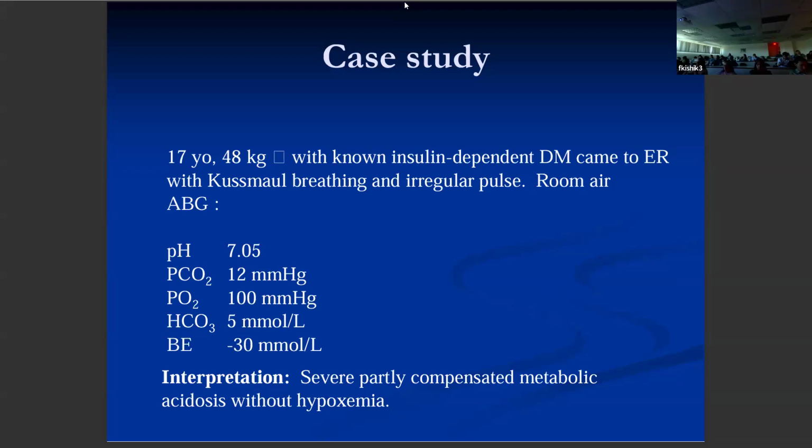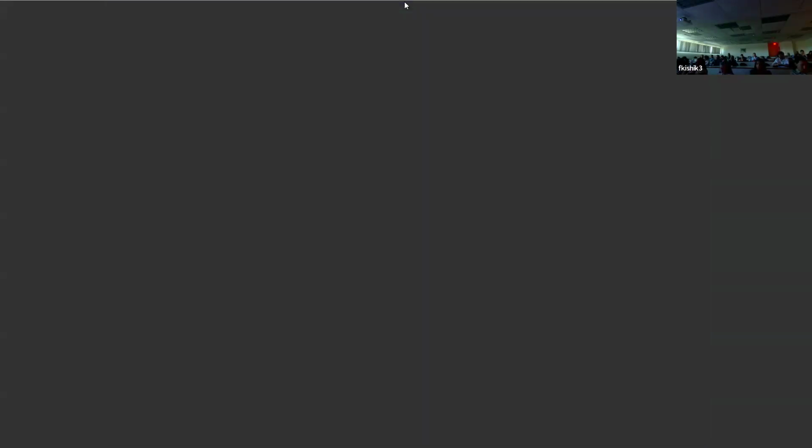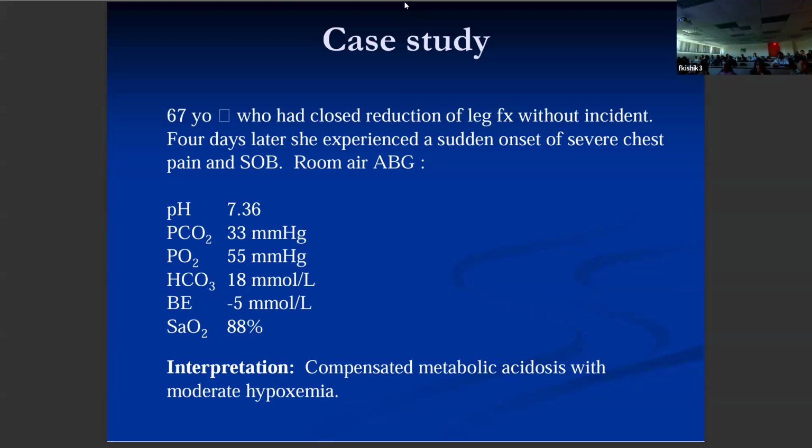Everybody got it? Without looking at the answer. A 67-year-old who had closed reduction in the leg without incident, 4 days later experienced sudden onset of severe chest pain, shortness of breath. Room air blood gas is. Oxygen is low. Do we fix it or no? Always fix the oxygen. Always fix the oxygen first.